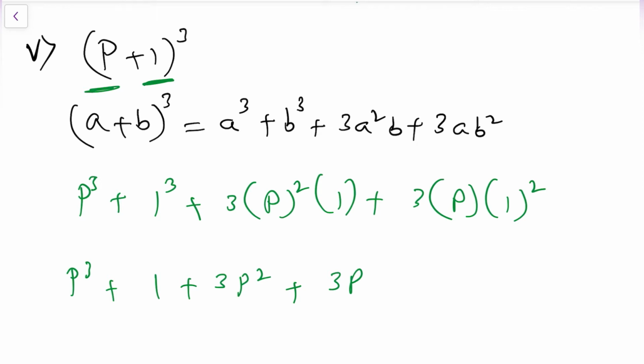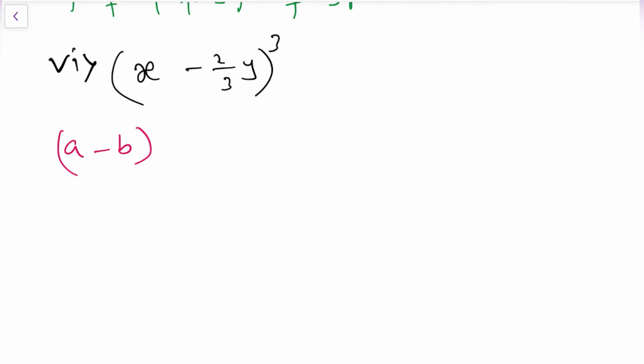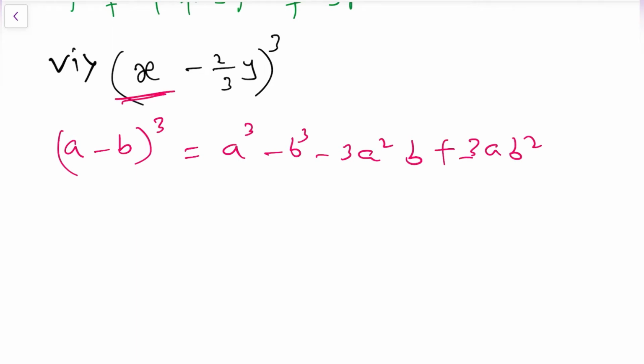Next, the last question in this bit. That is x minus 2 by 3 times y whole power 3. This is in the form of a minus b whole cube. So the formula for a minus b whole cube is equal to a cube minus b cube minus 3a square b plus 3ab square. So in the place of a, x is there, in the place of b, 2 by 3 y is there.